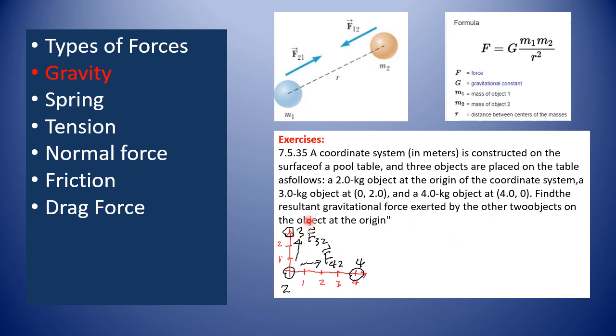As we started the class, this is 7.735. A coordinate system is constructed on the surface of a pool table. There are 3 objects. One at the origin is 2 kilograms, and another one at 3, and another one at 4. So they both exert a gravitational attractive force on 2, and then on 3.